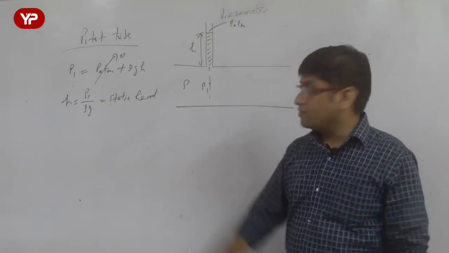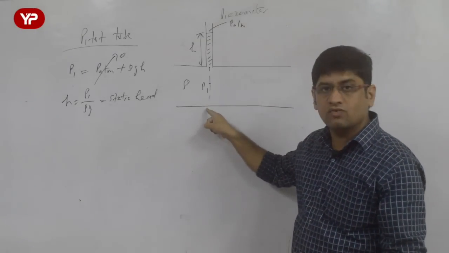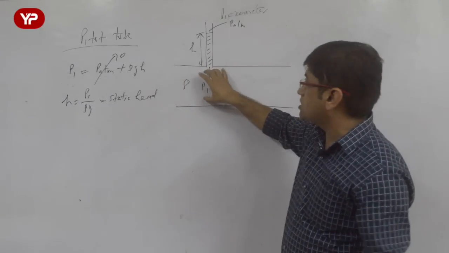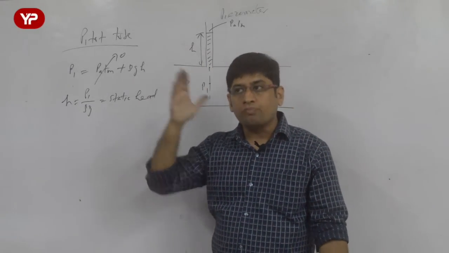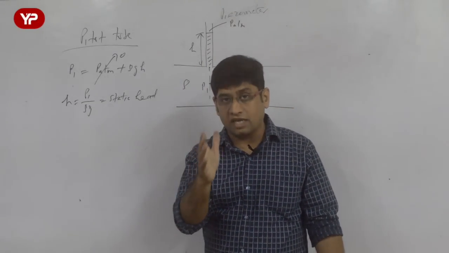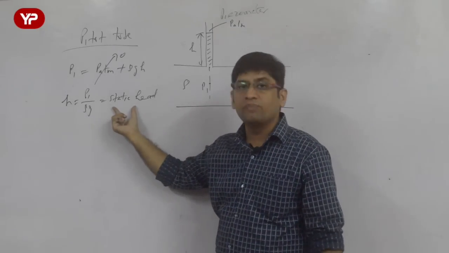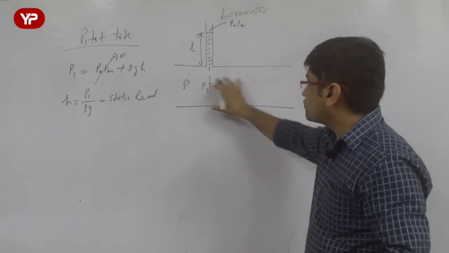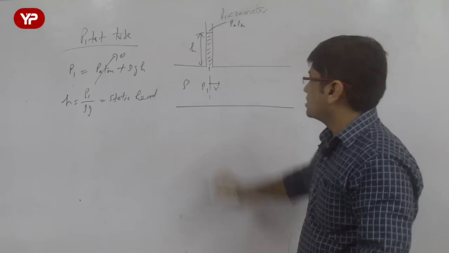That is not our concern. Even if the fluid is not flowing, there is a pressure at section 1, that is a static pressure. Even if the fluid is flowing, there will be pressure at section 1, that is also static pressure. So pressure at one section is called static pressure, and when I take it in terms of meter, it becomes static head.